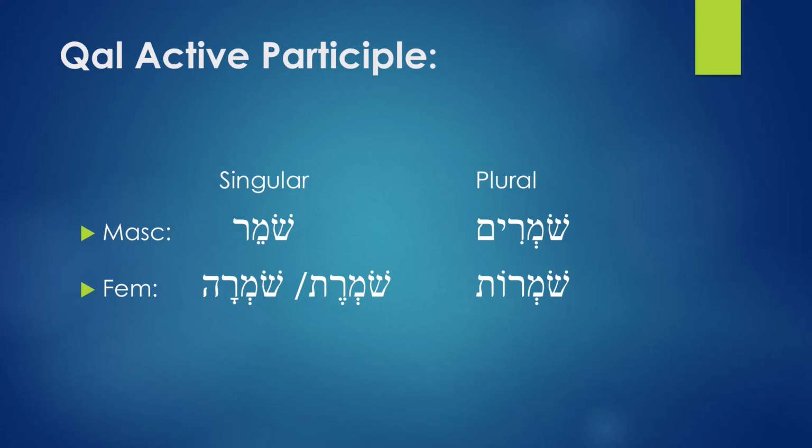Remember the translation is "-ing" at the end. Shomer, keeping. Shomrim, keeping. Shomra, keeping. Shomrot, keeping. The only difference is the gender and the number. Let's look at the examples on translation.